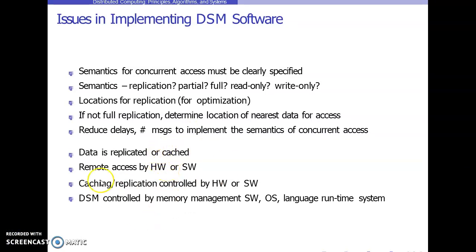Next, there are four broad dimensions along which DSM systems can be classified and implemented. The first classification is whether data is replicated or cached. The next is whether remote access is by hardware or software. The next is whether caching and replication is controlled by hardware or software. The last classification is whether the DSM is controlled by memory management or distributed memory managers, by operating systems or language runtime system.